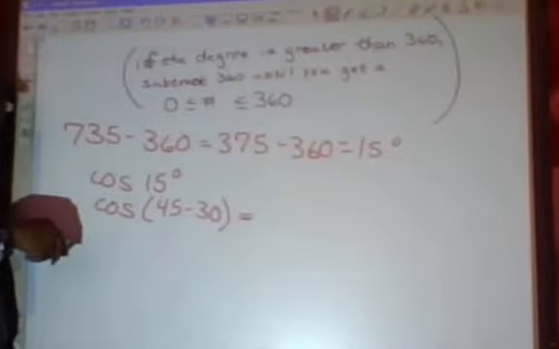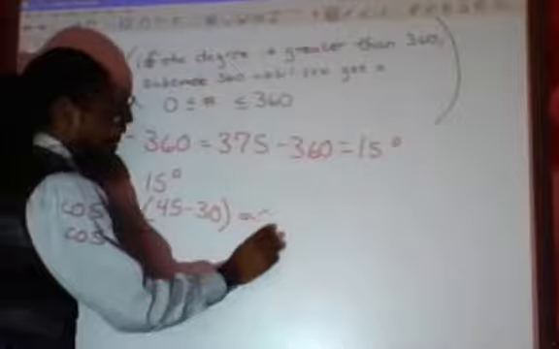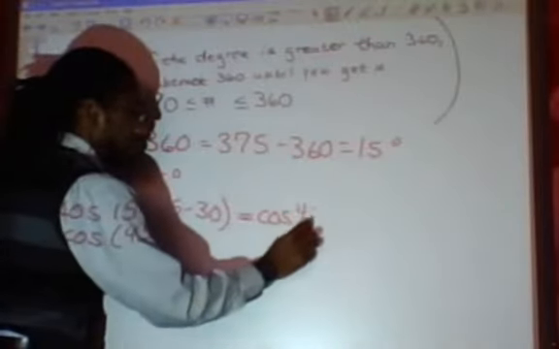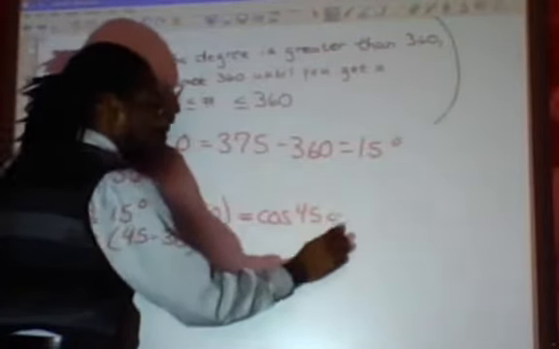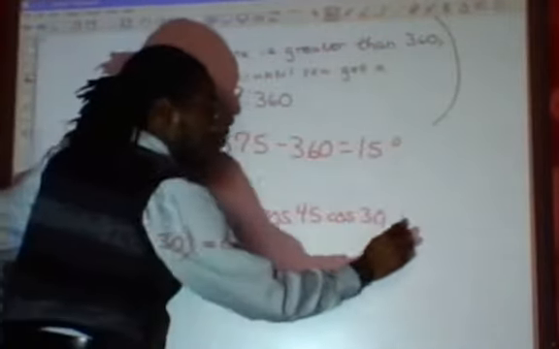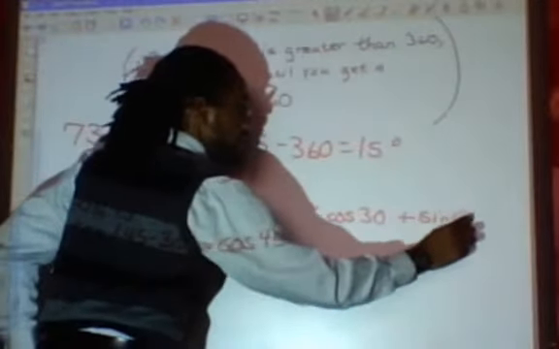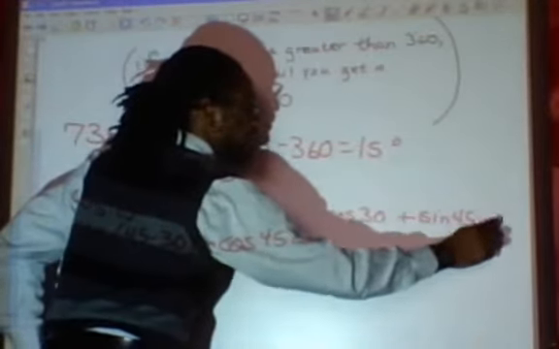So remember, the cosines and the sines stay together, but the sign changes in the middle. So we have cosine 45 degrees, cosine 30 degrees, and because it's a minus, we add. So that'll be sine 45 degrees and sine 30 degrees.